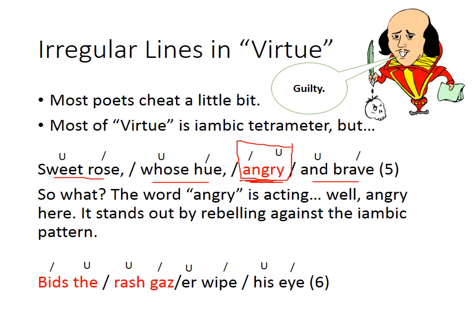So what's the so what? The word angry is acting, well, it's acting angry. It stands out by rebelling against the iambic pattern. And so we need to be looking at why that is. What does this poem mean, and why would angry be standing out? Look at this: "Bids the rash gazer wipe his eye." Bid stands out as well.